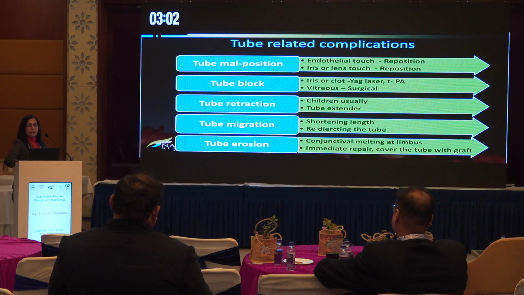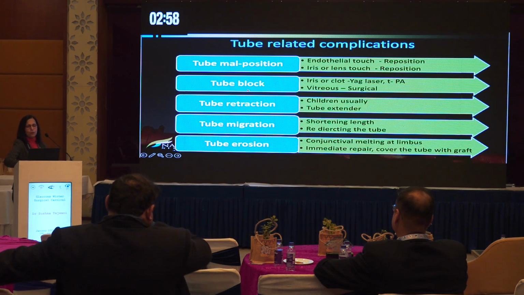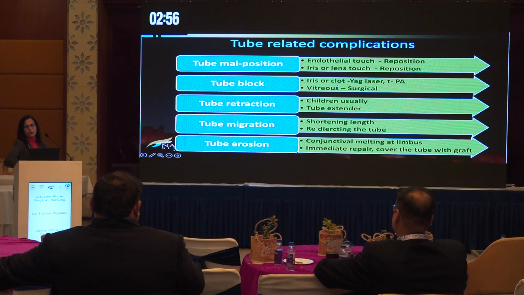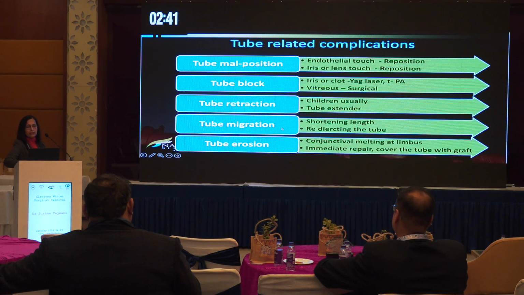If there is an endothelial touch or iris or lens touch, you need to reposition. If it is a tube block, if it is an iris or a clot, you can use a laser. If it is vitreous, preferably do surgical, because if you cut the vitreous, as I showed you, it can stay. If there is a retraction, then you can use a tube extender. That can happen typically in children. If there is a tube migration, again redirecting the tube may help, or shortening the tube may help.